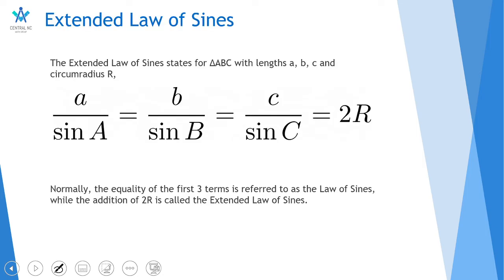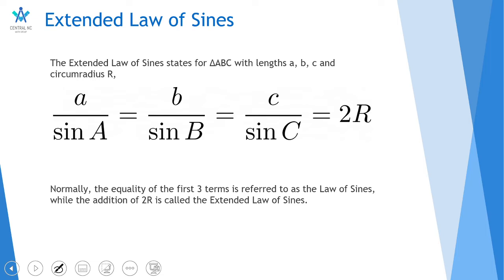Okay, so for our next one, we'll be doing the extended law of sines. The extended law of sines states that for a triangle ABC with side lengths a, b, and c, a being opposite of angle A, b being opposite of angle B, etc., and circumradius R, which is the radius of the circumcircle: a over sine A is equal to b over sine B, which is equal to c over sine C, which is equal to 2R.